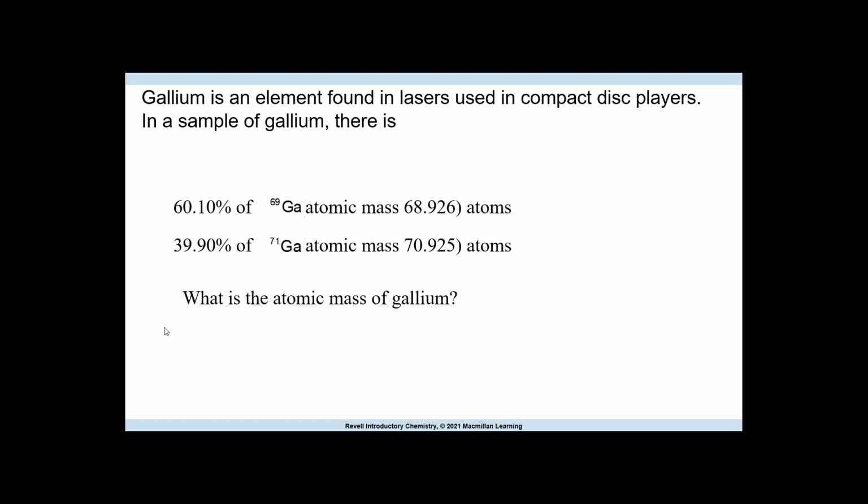Oh, we have one more problem. Gallium is an element found in lasers used in compact disc players. In a sample of gallium, there is 60.10% of gallium-69, and it has an atomic mass. And then we have 39.90% of gallium-71. What is the atomic mass?